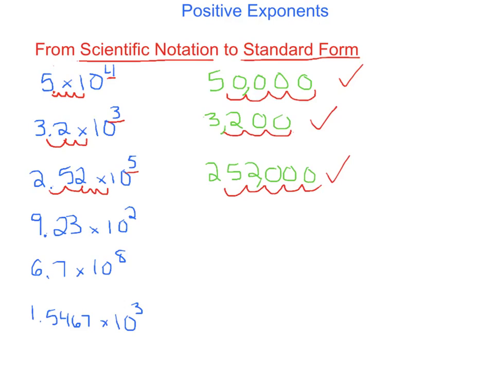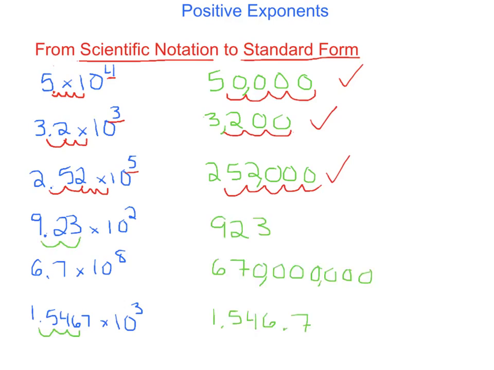I want you to now write these down, pause the video, and try these three on your own. Here you should have gotten 923, and then here we should have 670 million, because you move it once past the 7, and then you should have 7 zeros left over to write. And this last one, 1,546.7.